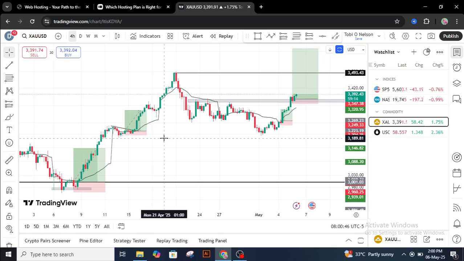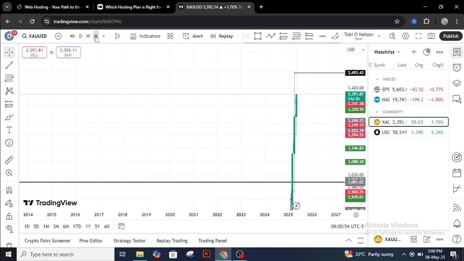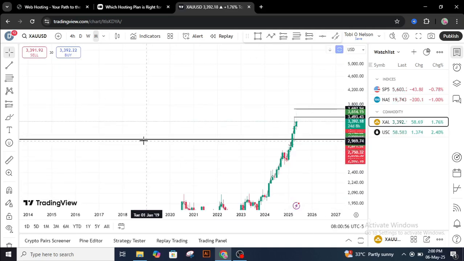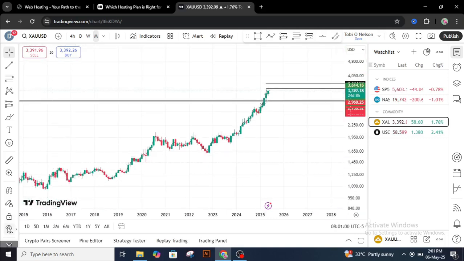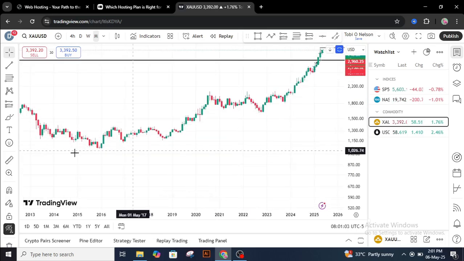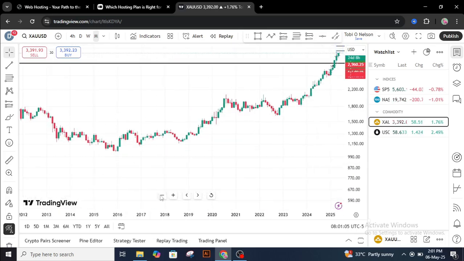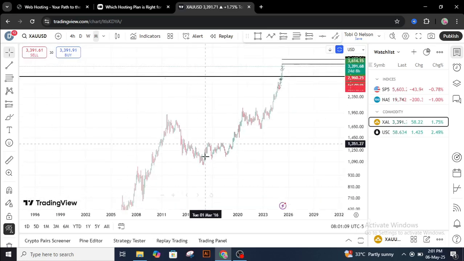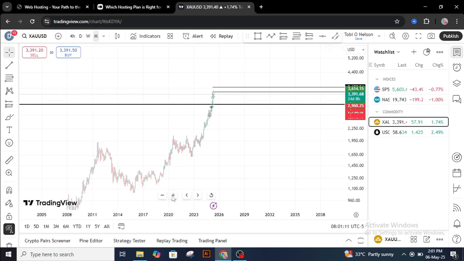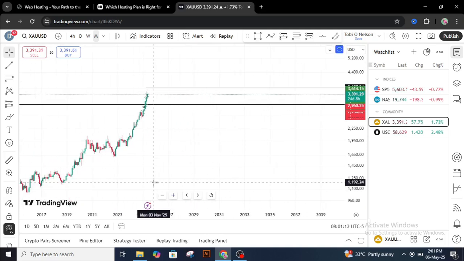So in this case, for you to know the direction, you need to check it on a higher time frame, like the monthly time frame or weekly time frame. And as you can see, this market is in an uptrend. That shows that this market is a bullish market.